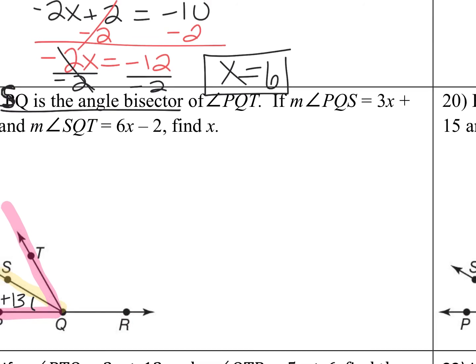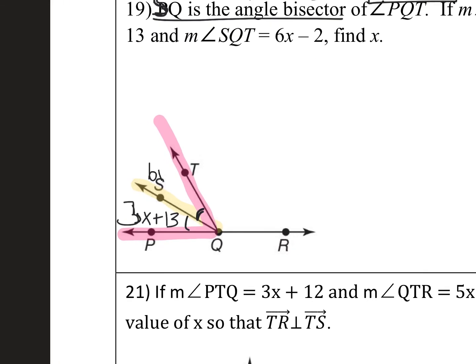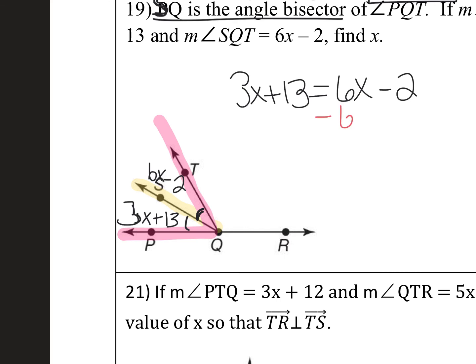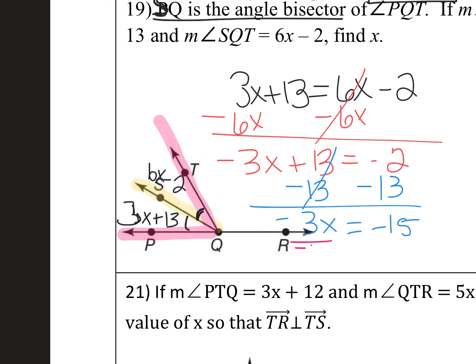Okay? And then it said that SQT, follow along, SQT means this angle right here is equal to 6x minus 2. Angle bisectors cut the angle in half into 2 equal segments. So because these segments are supposed to be congruent, we can actually set them equal to each other. Now this problem just wants us to solve for x. We're going to move our x's to the left. Then we're going to move our constants to the right. That means move our numbers to the right. We end up with negative 3x equals negative 15. Divide by negative 3 on both sides, and x equals 5.